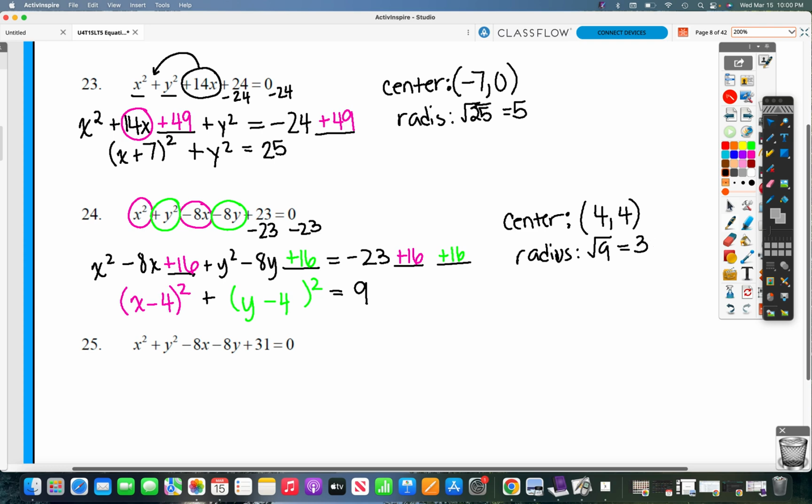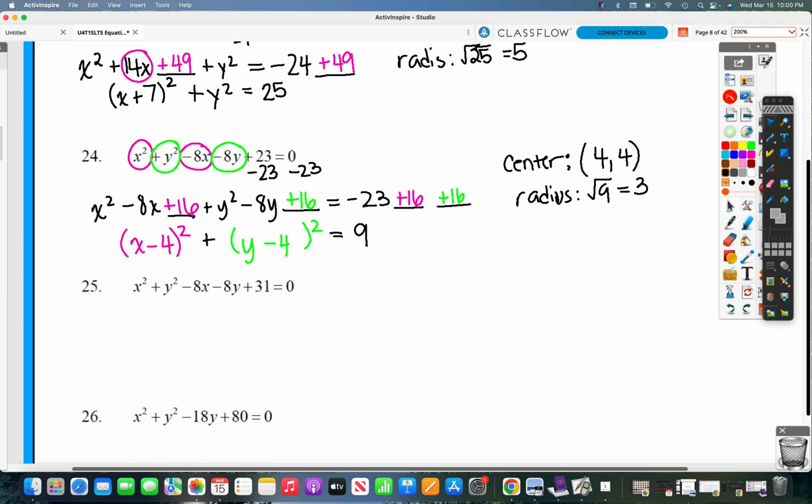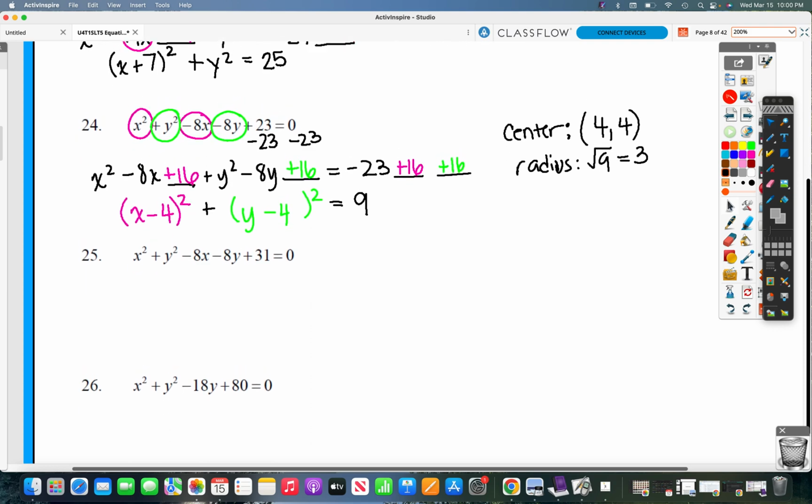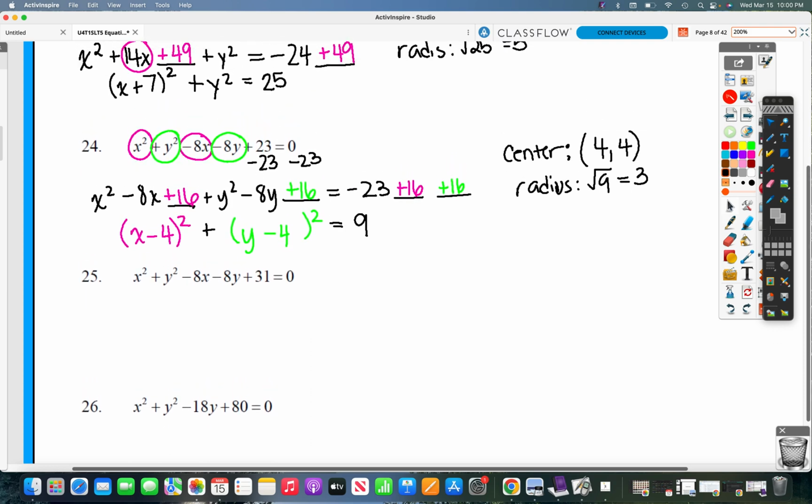All right, let's do one more here. Same thing with this one. We're going to complete the square. If you want another practice, you can do 26, but we're going to do 25 together. All right, so again, get your x's together. So that would be x squared minus 8x. Get your y's together. Leave your blank. Y squared minus 8y. Leave your blank. Moving the 31 over to the other side would be a minus 31.